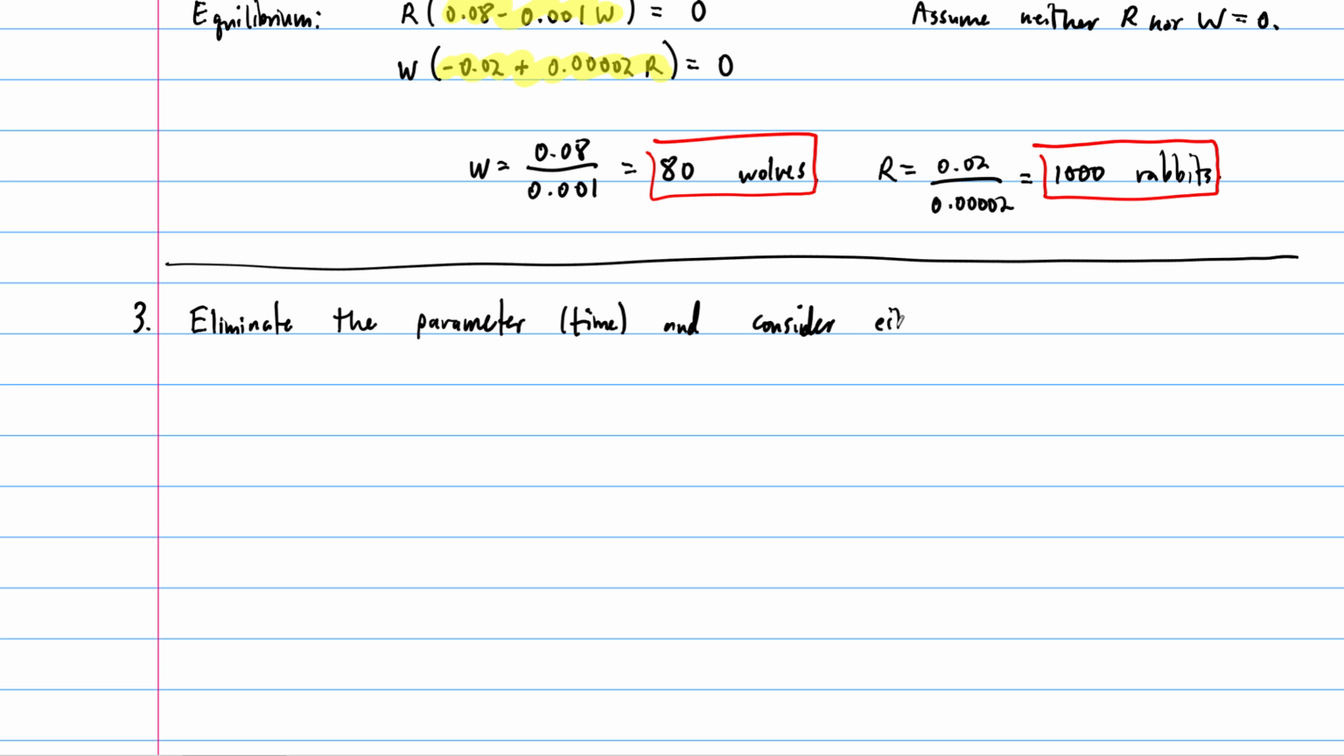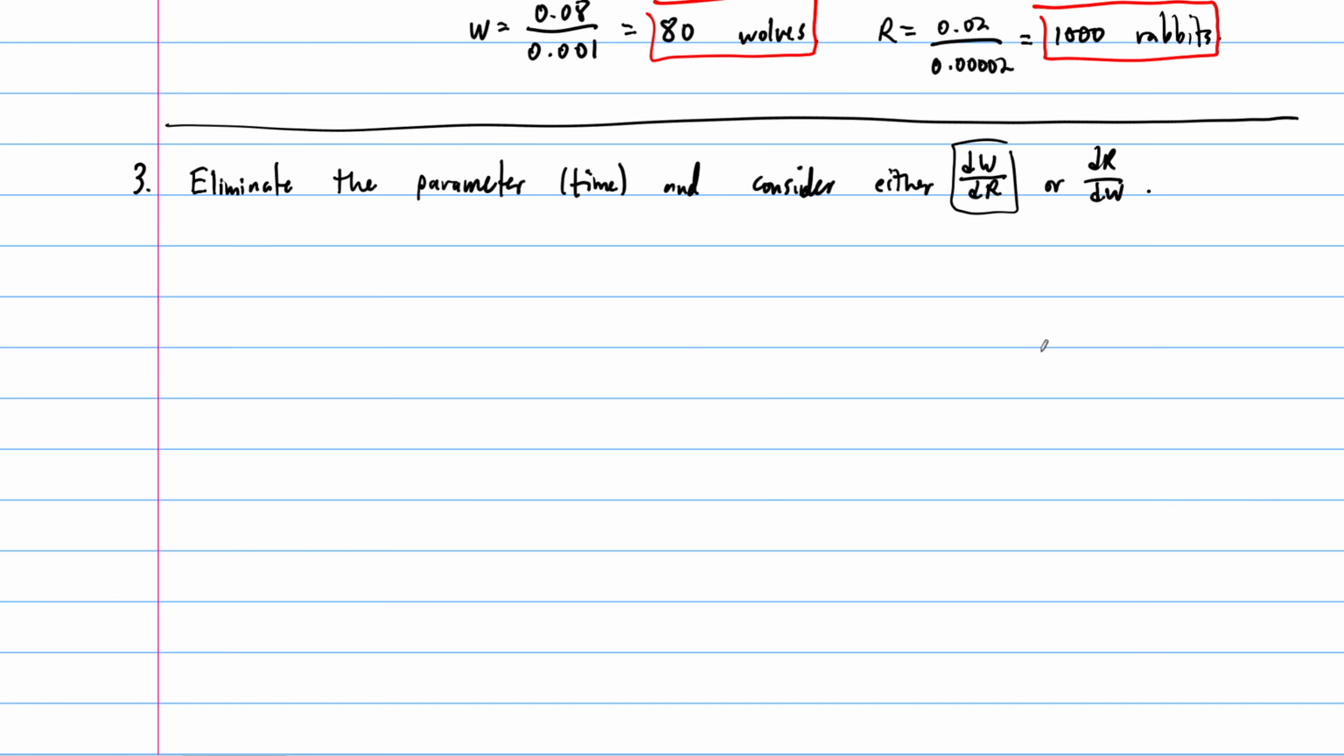So consider either dW by dr, the rate of change of wolves with respect to rabbits, or dr by dW. And they should be, in some sense, equivalent. So we're going to look at this one, dW by dr. And let's see how we would do this.